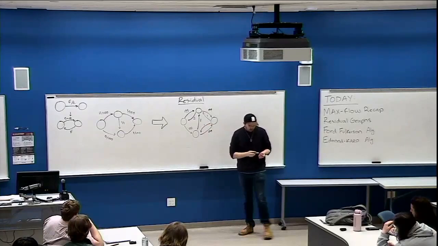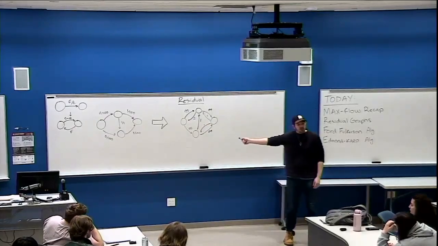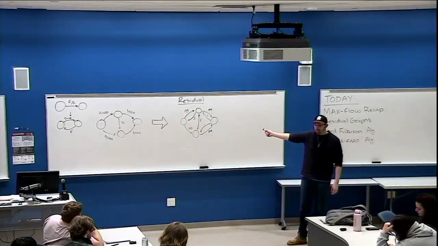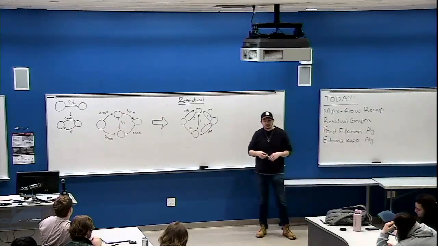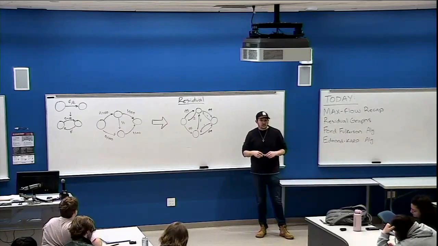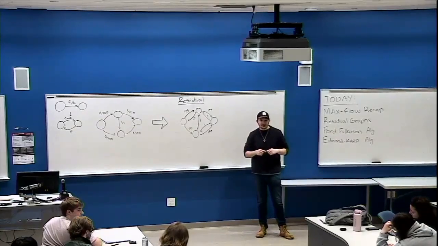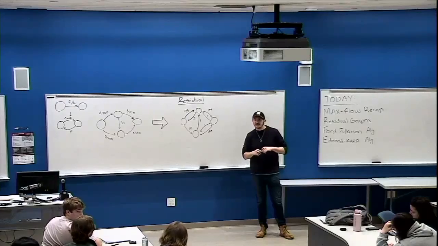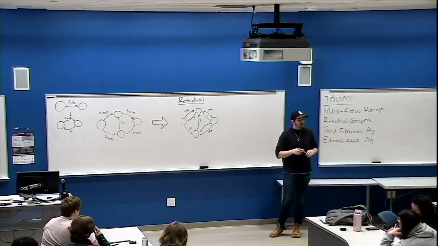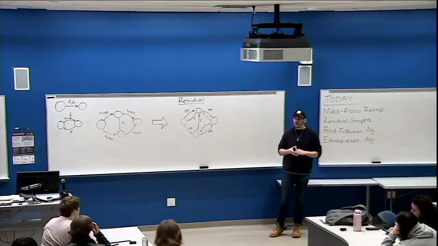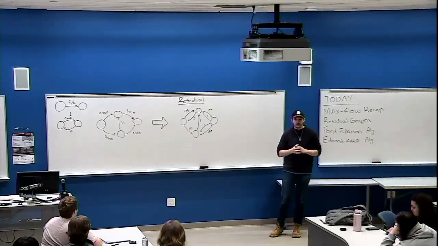Now, are there any properties about this graph that we can use? Any ideas? Anything we notice about this? Remember, what I want to do is find a path where I can add flow along that path to increase the amount of flow. So what can I do?